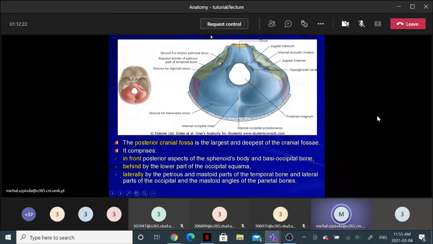And now we'll be concentrating on all holes of the posterior cranial fossa. The biggest one is the foramen magnum. The foramen magnum directly communicates with the vertebral canal. And we have just a separate skull. It joins the posterior cranial fossa with the external cranial base.